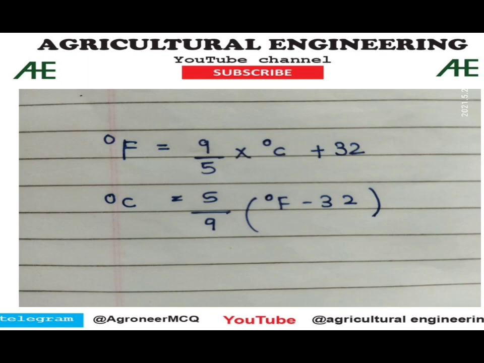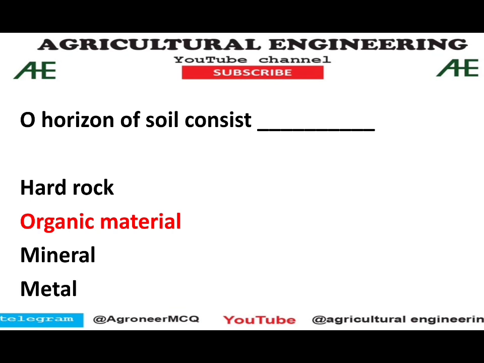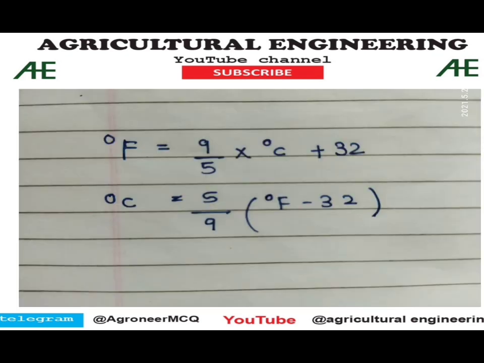So when we have to convert degrees Celsius into Fahrenheit, we use the formula: degree Fahrenheit is equal to 9 by 5 into degree Celsius plus 32. And when we have to convert degrees Fahrenheit into degrees Celsius, we use 5 by 9 into degree Fahrenheit minus 32. For minus 40 degrees Celsius, minus 40 degrees Fahrenheit are equal. At minus 40 degrees Celsius, we can denote it on the Fahrenheit scale as minus 40 degrees Fahrenheit.